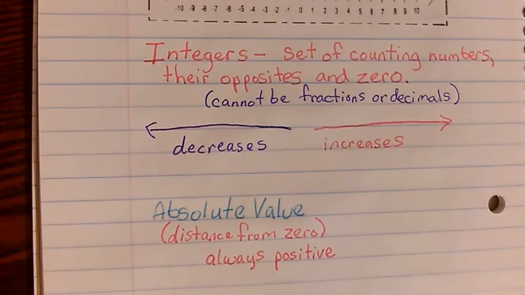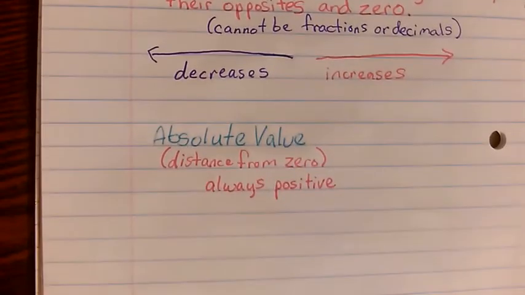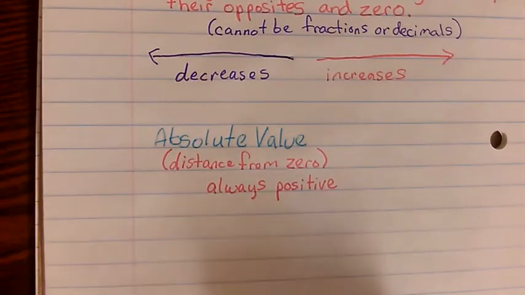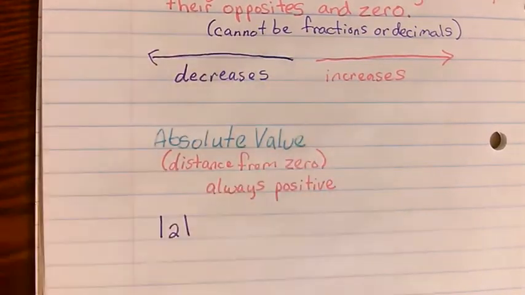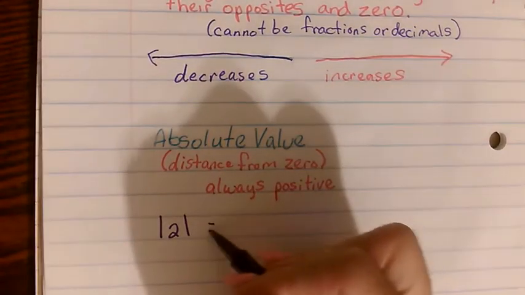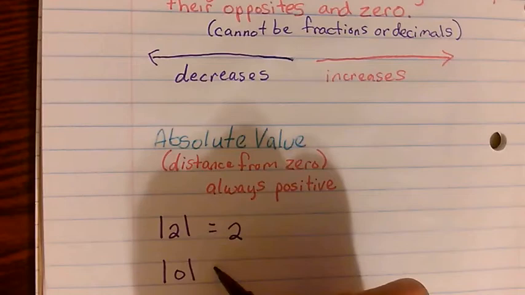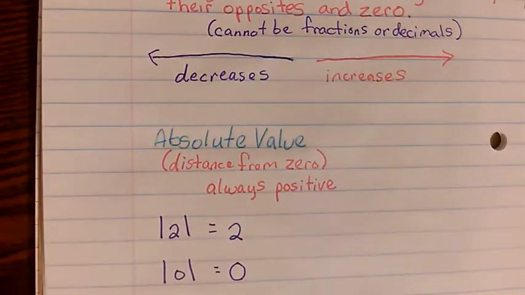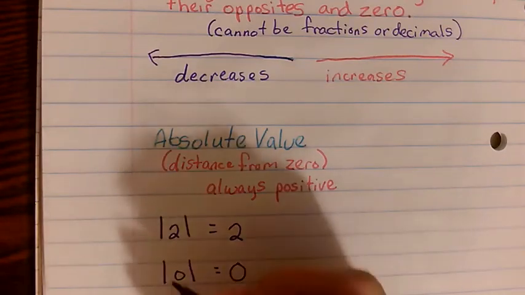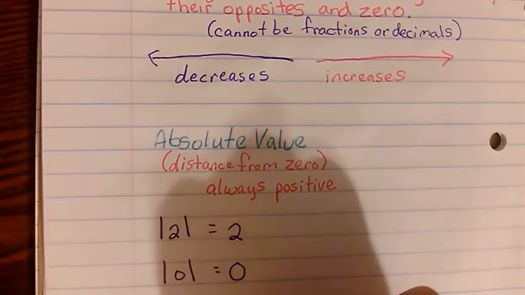Okay? And here are some examples of that. The absolute value of 2 is 2. The absolute value of 0 is 0. And if you notice, this isn't positive, but that's because 0, there is no distance at all. So that's why it can't be a positive answer, but it can't be negative. Also, the absolute value of -5 is 5.